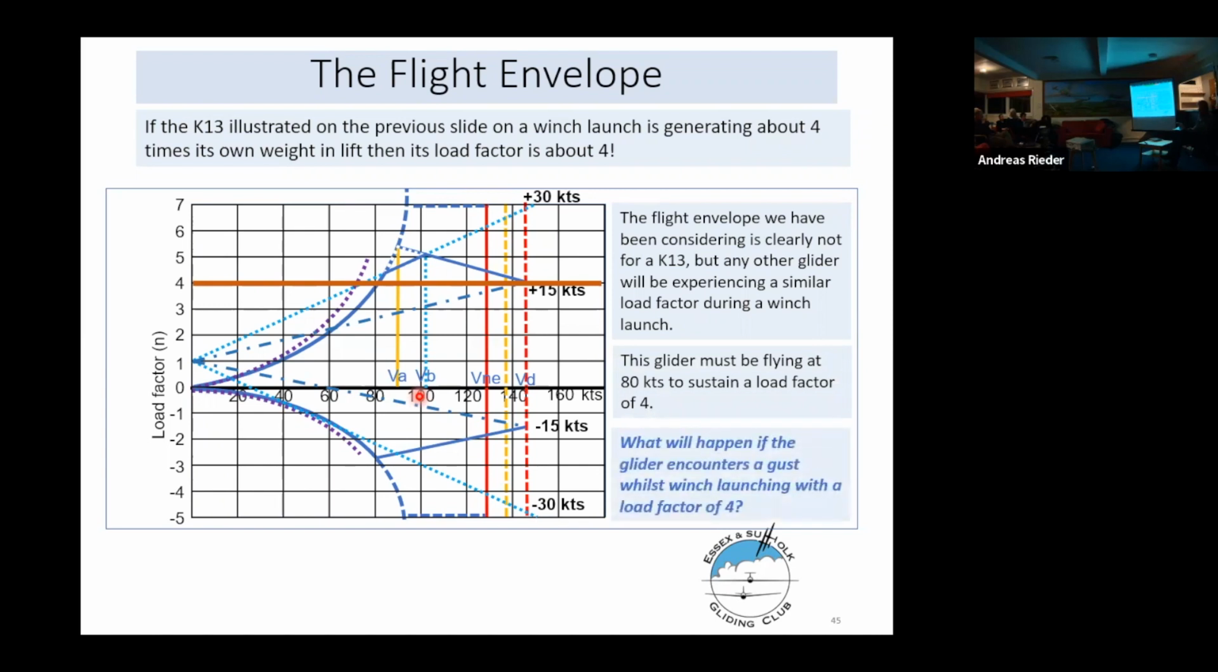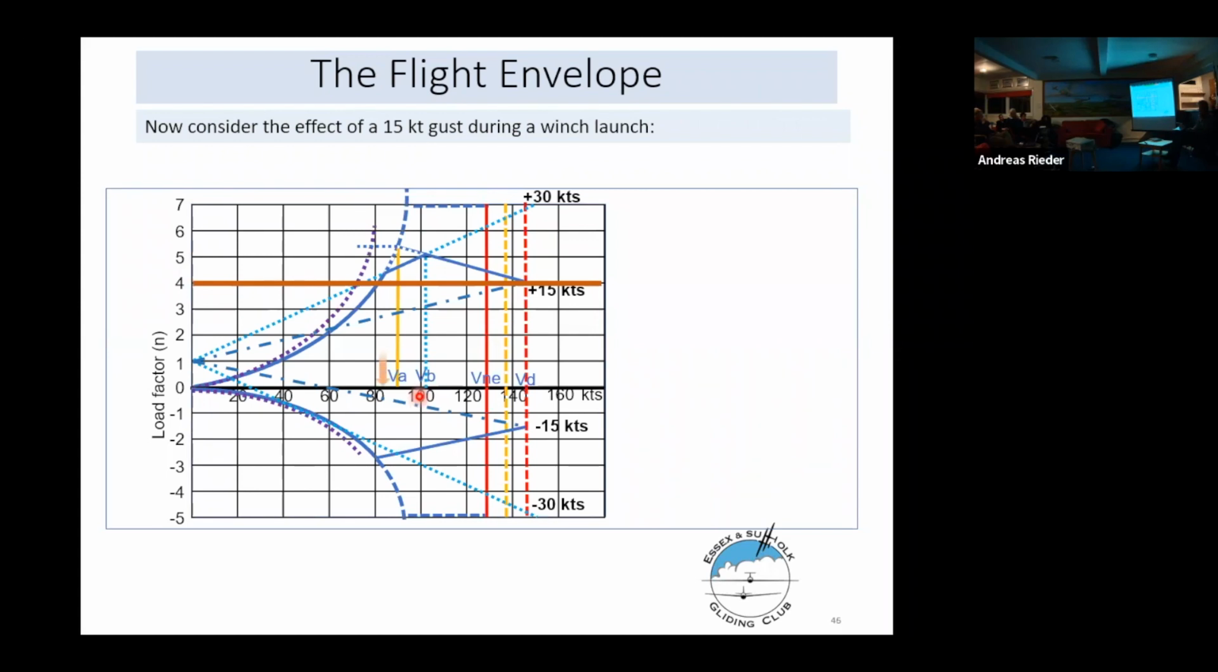So if you now encounter a gust whilst you're on a winch launch, then you will increase your load factor, in this case by about that much. And again, that puts us above the load limit. Now, it's also above the stall line. So you might say, well, that's all right, the wings will stall before any damage is done. But actually, it's below the 25% temporary line.